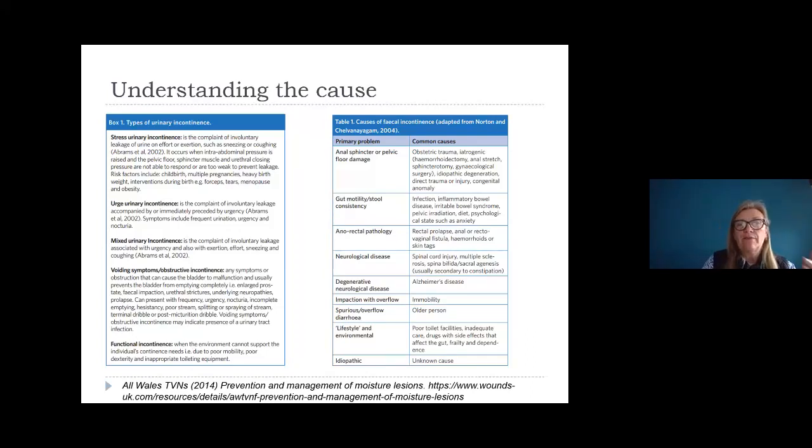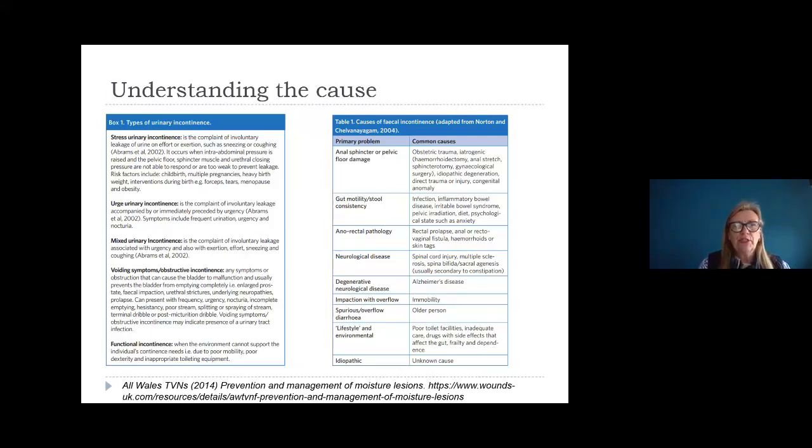And that can have symptoms like frequent urination, urgency, and particularly urgency and urination at night. You can have a mixture of involuntary leakage and urgency, and that's often associated with exertion. So it's not necessarily things like coughing and sneezing, but it might be picking up something heavy or bending down. And those things are part of daily life.